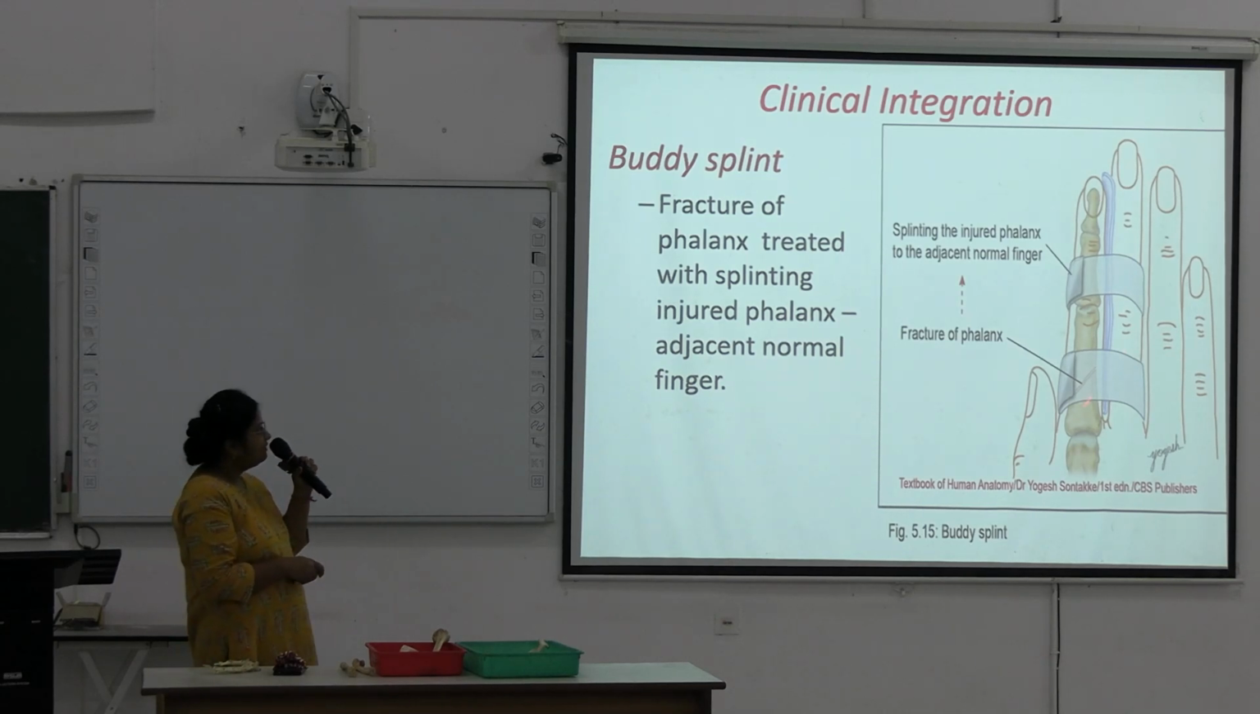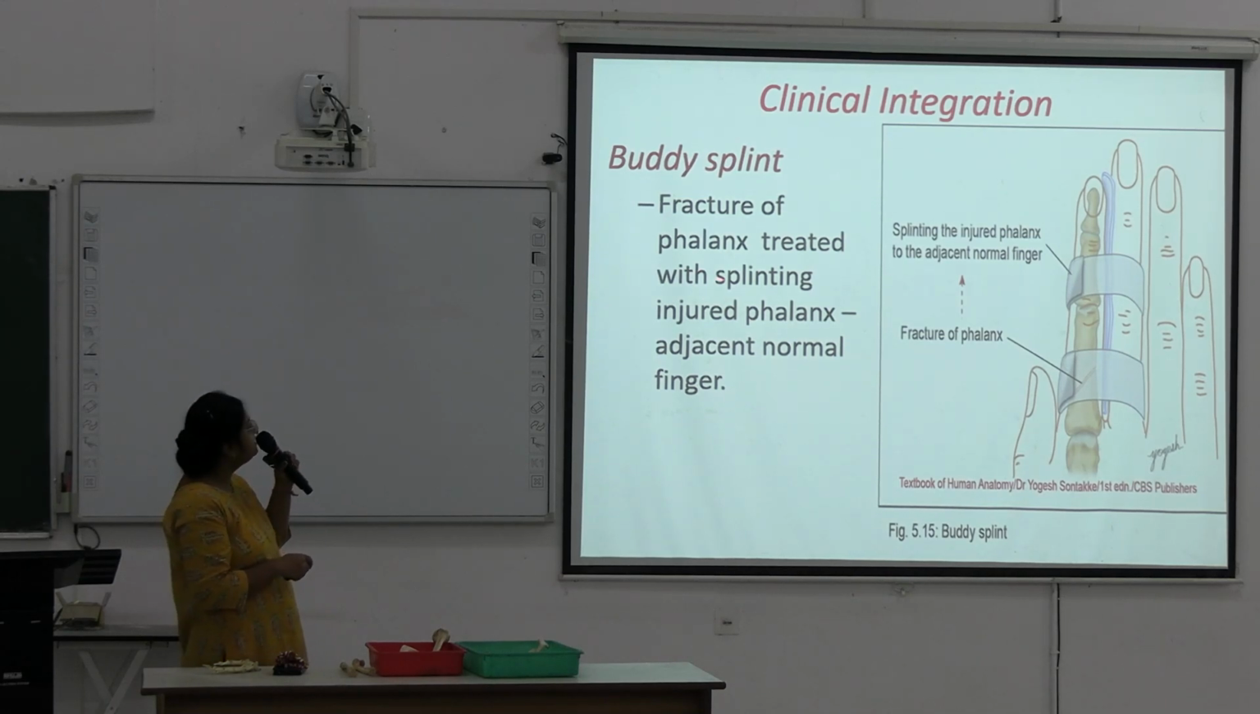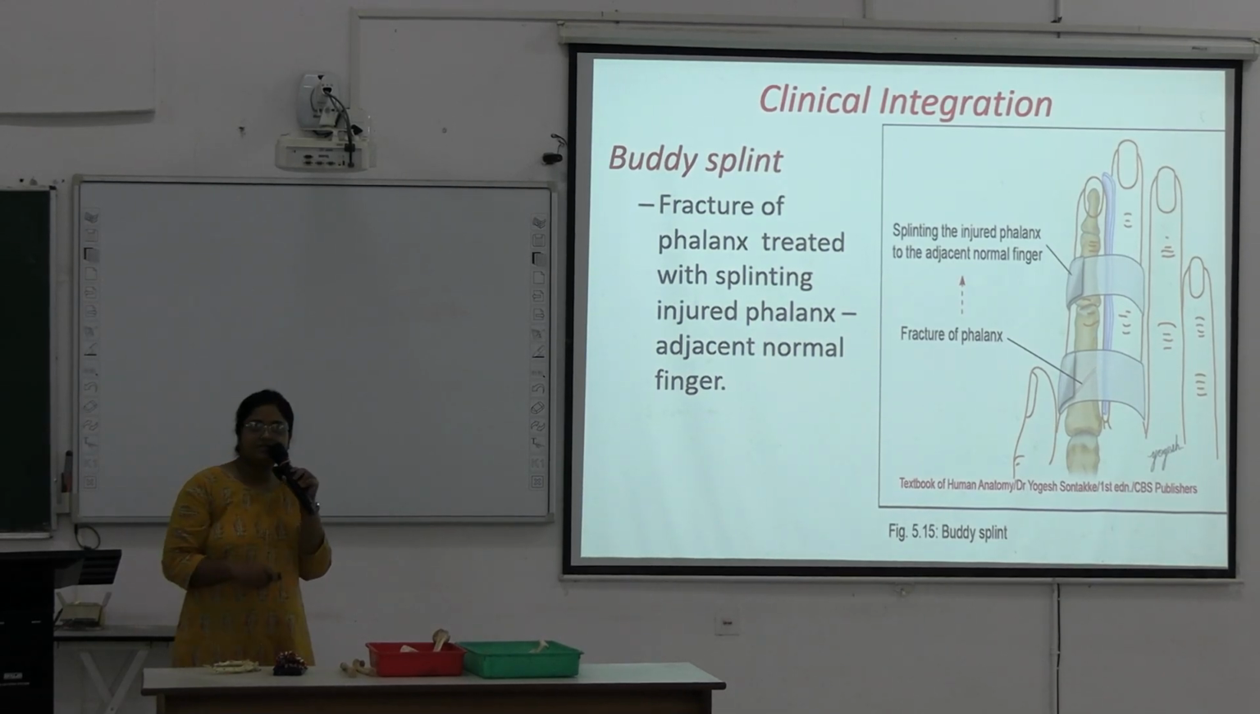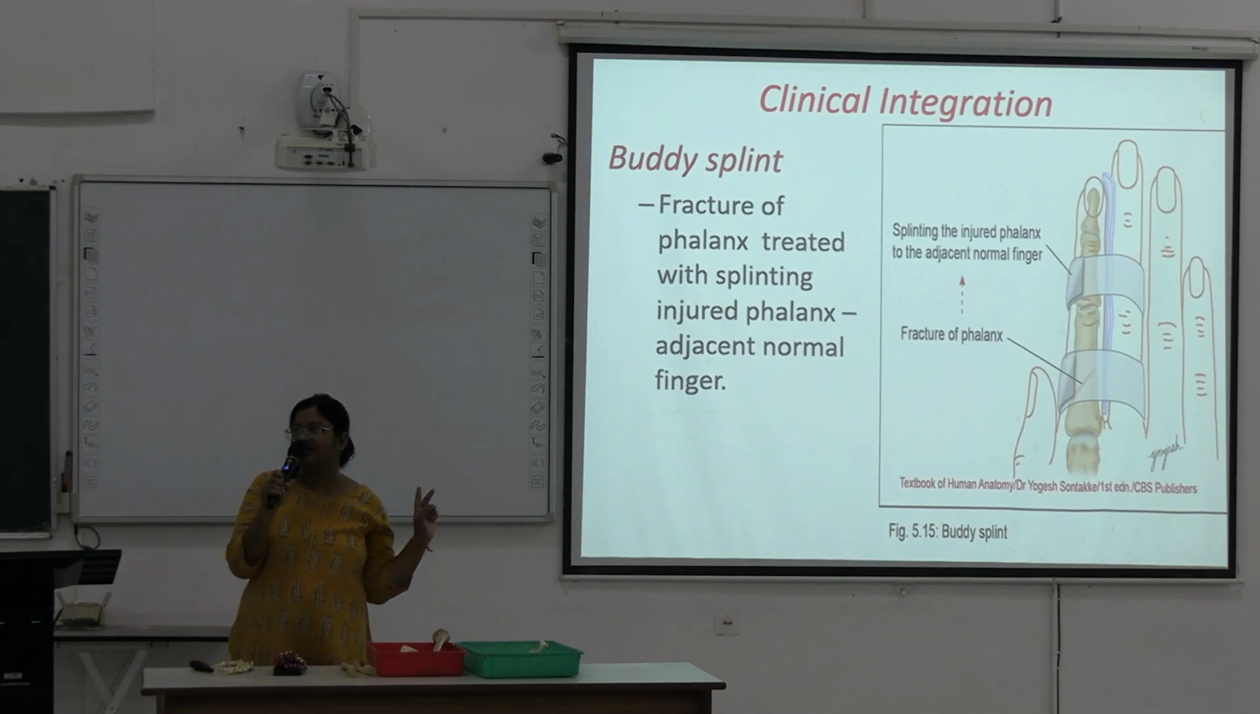See here, a fracture has occurred, so you have immobilized this finger along with this adjacent normal finger. So this is known as Bardy splint. In fracture of phalanx, it is treated with splinting the injured phalanx with the adjacent normal finger. So you have understood this clinical aspect.